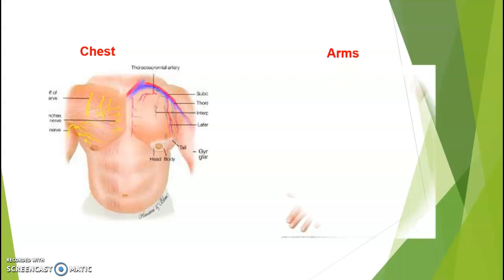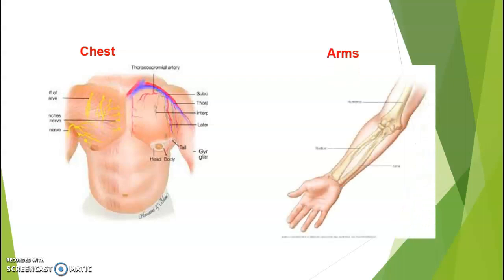Next is the arm. In human anatomy, the arm is the part of the upper limb between the glenohumeral joint, the shoulder joint, and the elbow joint. In common use, the arm extends through the hand. Next is the hand.